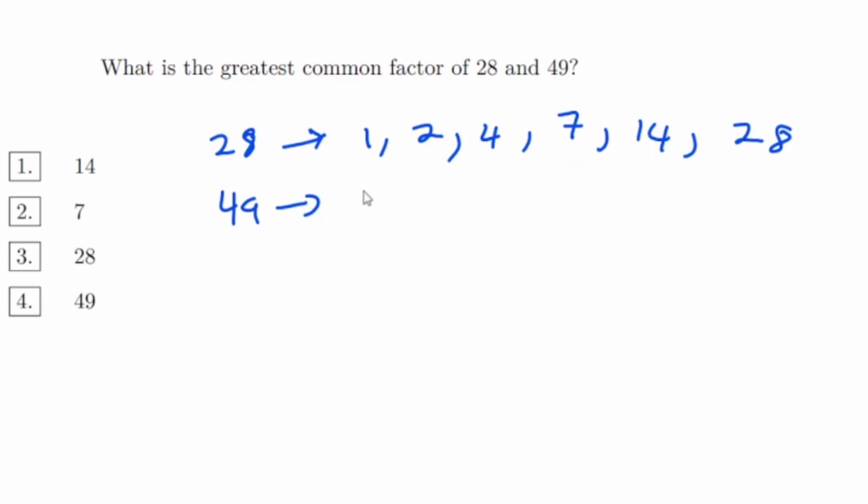And the factors of 49 are 1 and 7. So 1 and 7 and 49. So again, if we're trying to find the highest common factor, we just need to get the biggest number in both these lists, and it happens to be a 7. So the highest common factor of 28 and 49 is a 7.